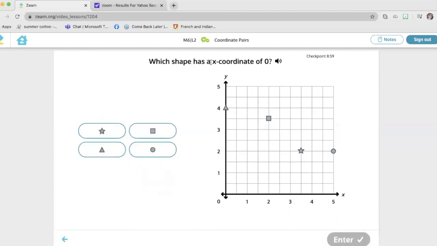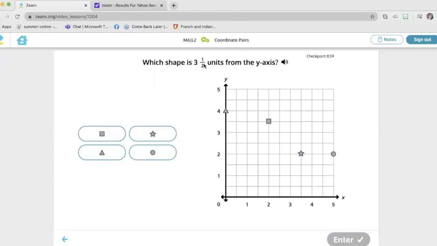Which shape has an x-coordinate of 0? So we're looking for the one that falls on this darker line because it's going to start at the origin. If we follow this line across, we don't see anything on this dark line right here. So if we go up, it's going to be 4. So the coordinate of this triangle would be 0, 4 because the 4 is on the y-axis and we started at 0 on the x.